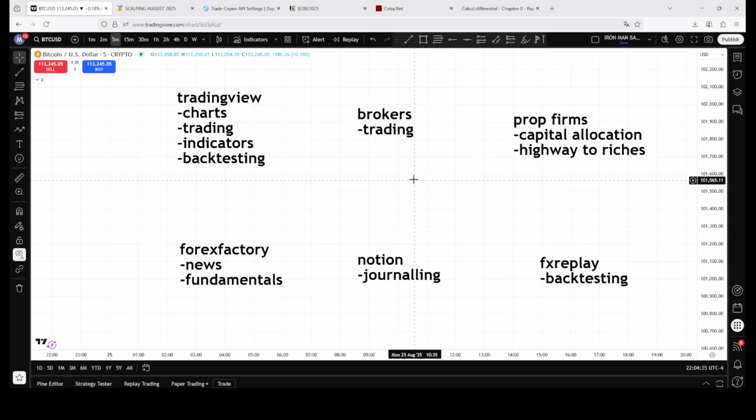There's pretty much a million brokers. You just choose which one suits you best. If you want, I can give you personal recommendations based on what you want, but this is for brokers. Then you have prop firms, which we're going to talk about in a bit.